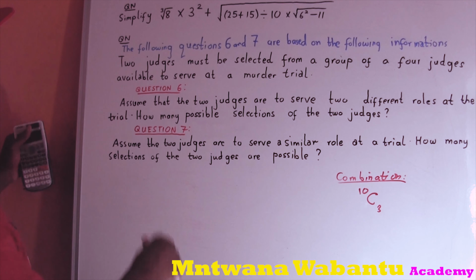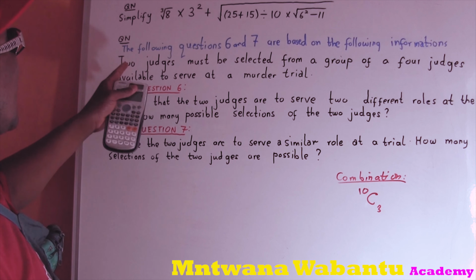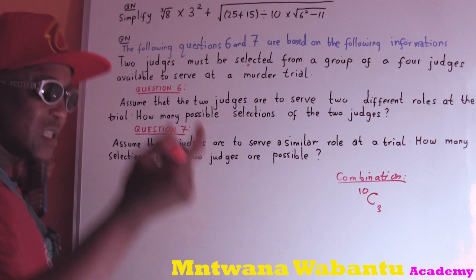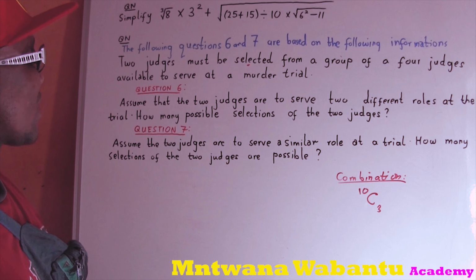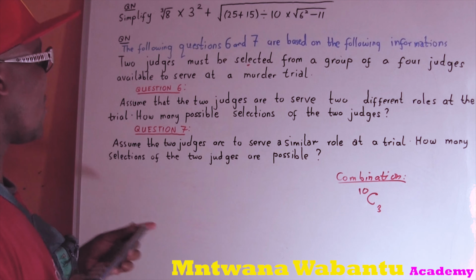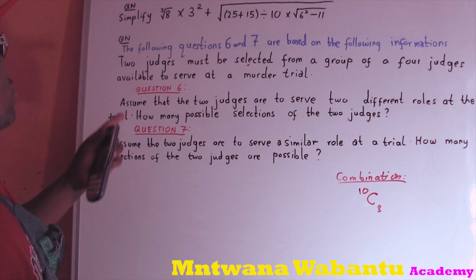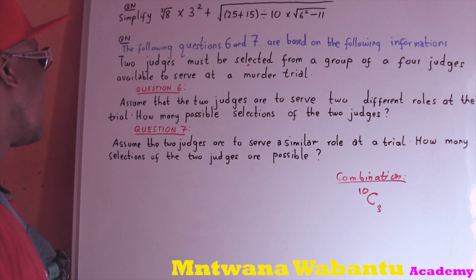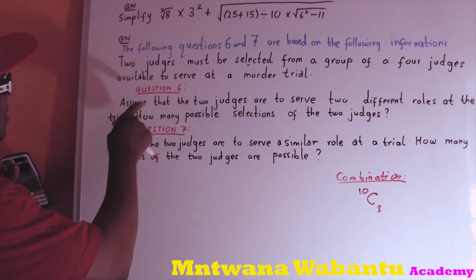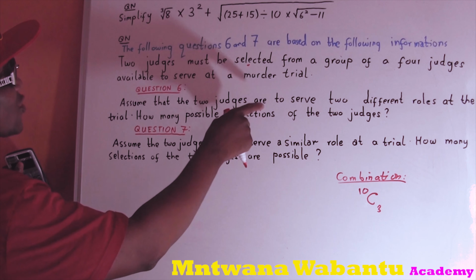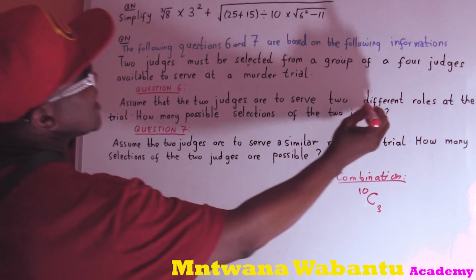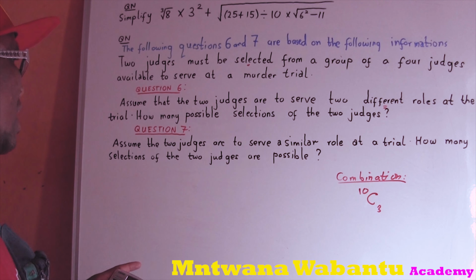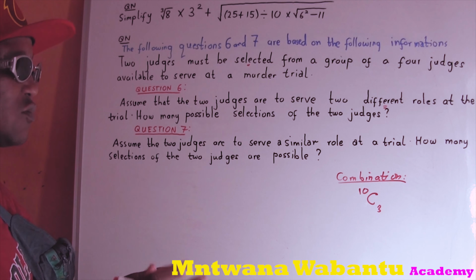For this case, they say 2 judges must be selected. So we know this selection means we're going to use a combination, from a group of 4 judges which are available. So 4 judges are going to be available at the trial. Now question 6: assume that the 2 judges are to serve 2 different roles in the trial. How many possible selections of the 2 judges are there?